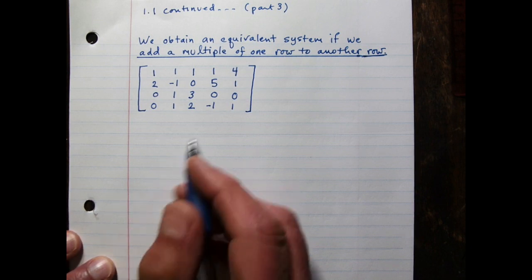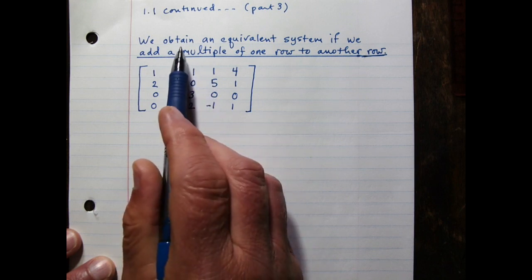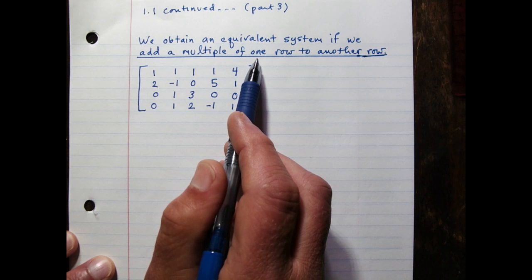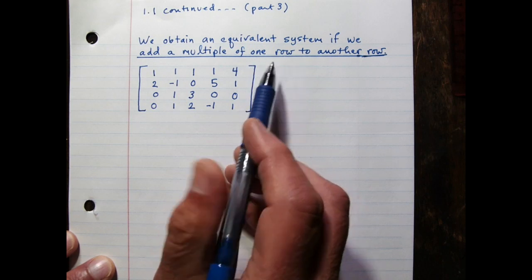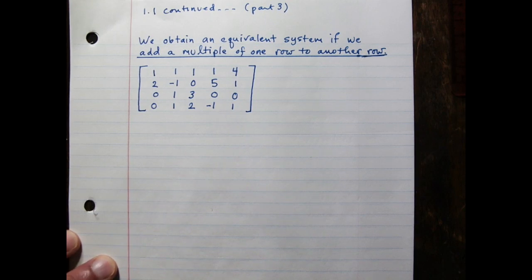There are going to be certain rules that govern what we can do. And one of our rules is we obtain an equivalent system if we add a multiple of one row to another row of this augmented matrix. And what I want to do is go through several steps of this process first, and then we're going to compare what this means as far as the equations are concerned. So first we're just going to stick with the abstract process for a few steps.